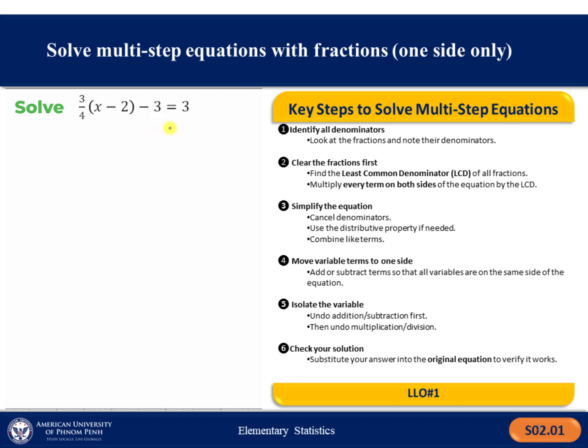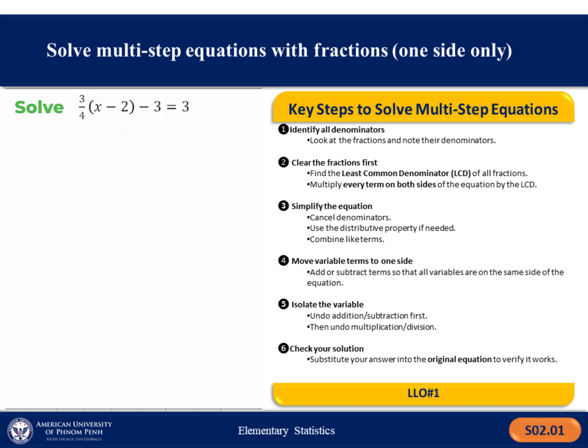To solve the given equation, we need to find the value of the variable that satisfies the equation, or makes the equation true. In order to do this, we need to isolate the variable on one side of the equation. Notice how this equation has a fraction, and therefore we will first clear the parentheses and then clear the fractions from the equation by multiplying both sides of the equation by the least common denominator.